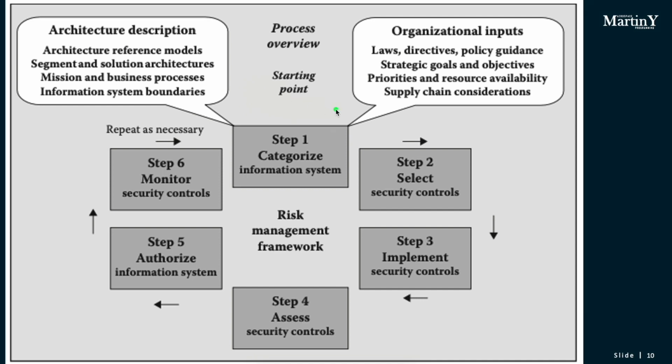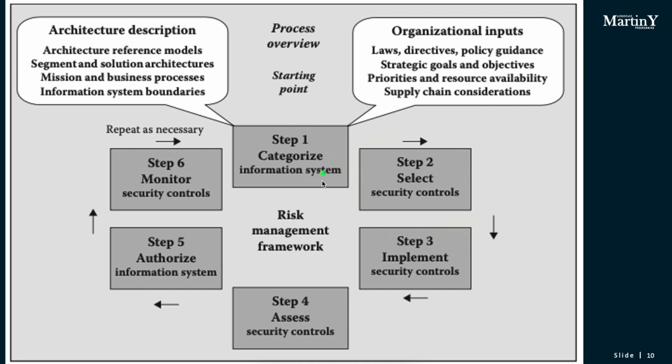We're starting from categorizing the information system, as you can see, and here we should combine two things: the architecture descriptions, or what is going to be the architecture of the reference models for ensuring cybersecurity, and also the organizational input such as laws, directives, policy guidance, and so on. This is what's involved in the categorization. Once we ensure that we categorized our system, then we need to select the security controls. Let's say we identified our risks, and now we want to select some controls in order to assure that our organization is protected from those risks.